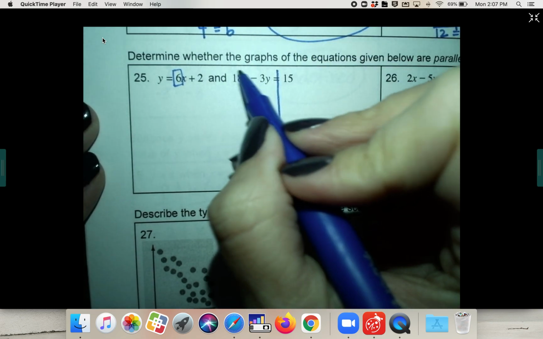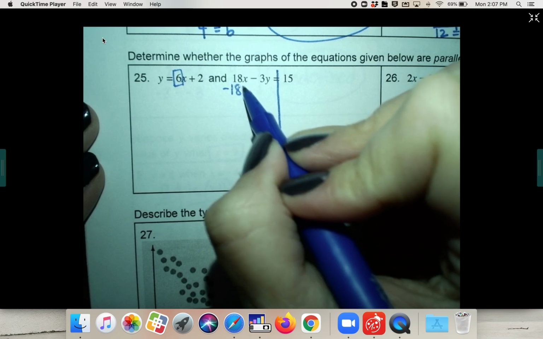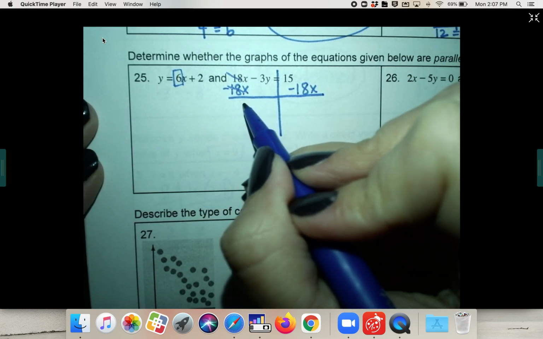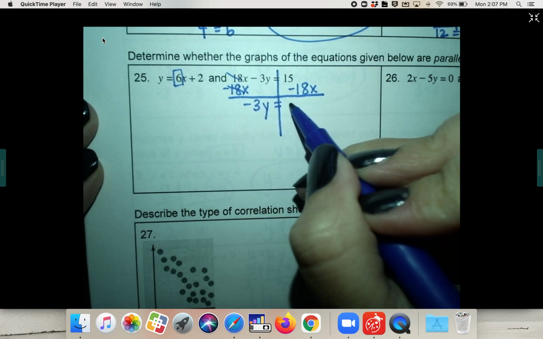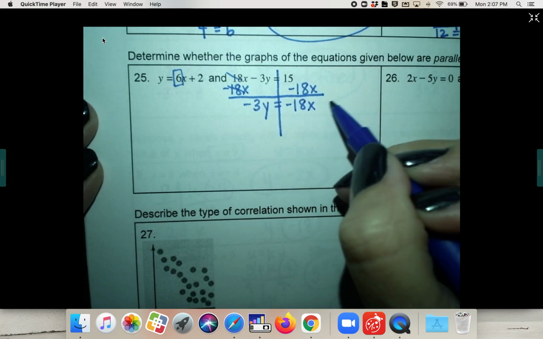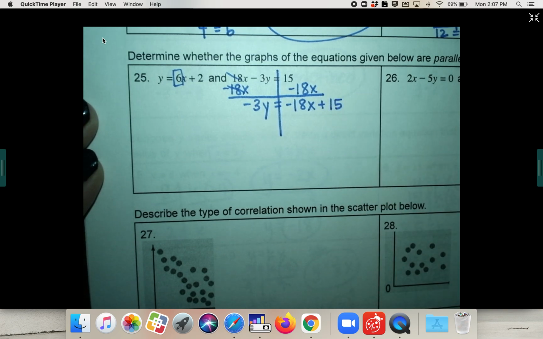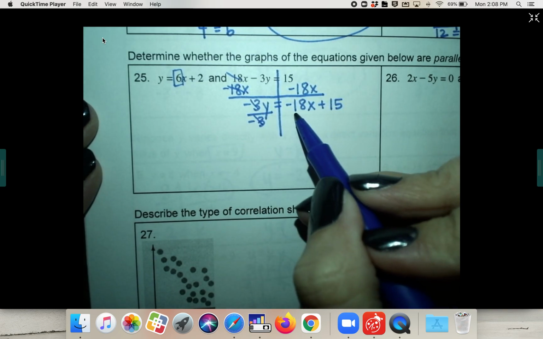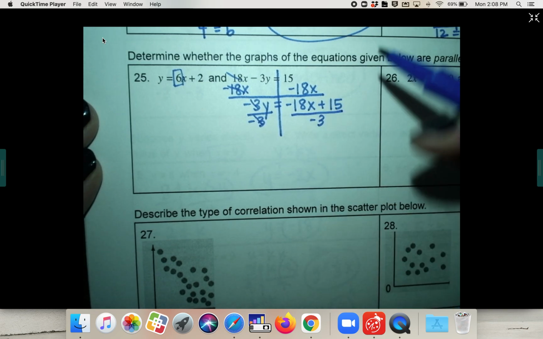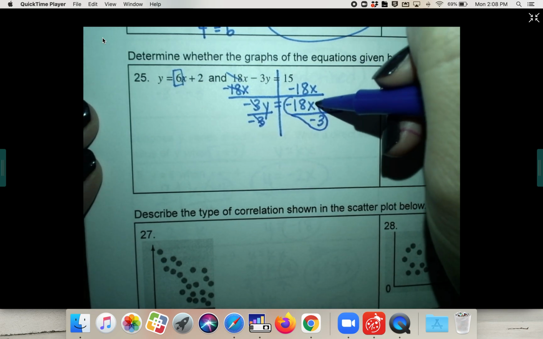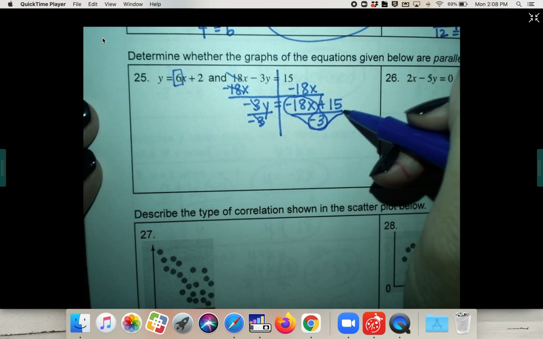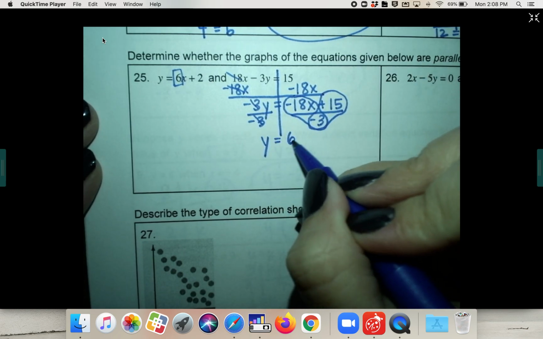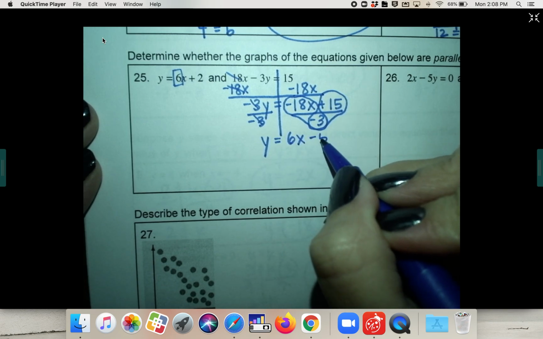So in order to do that, let's move the 18x by subtracting it. Bring down your negative 3y, negative 18x plus, that's a positive 15. And then last step, divide both sides by negative 3. When you divide this by negative 3, both terms have to get divided by negative 3. All right, so you're left with y equals 6x minus 5.